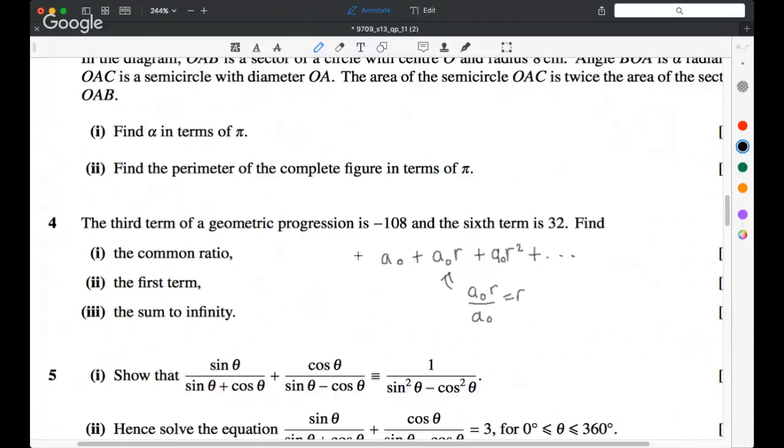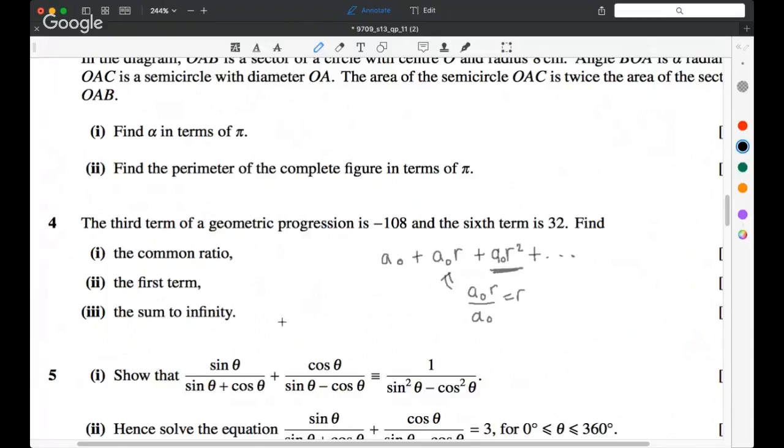Okay, so we're given two of the terms. So we know that the third term, which is this one, and the one thing you should avoid getting mixed up with is that the third term is actually the R squared term. The R cubed term is the fourth term and so on, because we've got this initial R to the 0 kind of term. So we know that this is minus 108, and we know that A0 R to the 5th, the 6th term, is 32. So from that information, we can work out R.